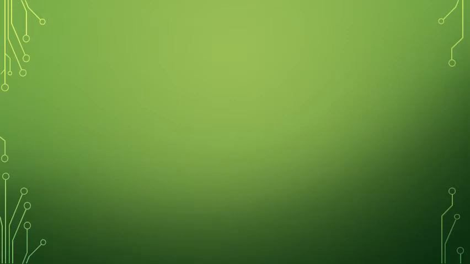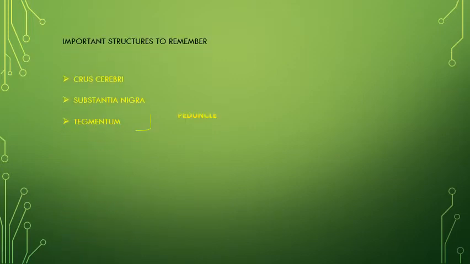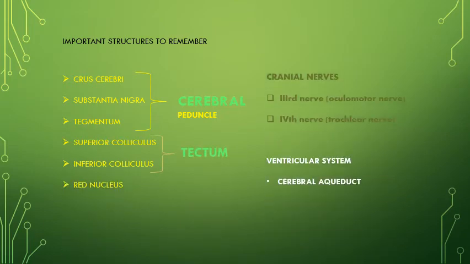In the midbrain there are some important structures to remember: the crus cerebri, the substantia nigra, and the tegmentum of the cerebral peduncle, which together are called the cerebral peduncle. The tectum, which is present posteriorly, is divided into two parts, the superior and inferior colliculus. And there is the red nucleus of the brainstem. These are the important structures as well as the gray matter to remember.